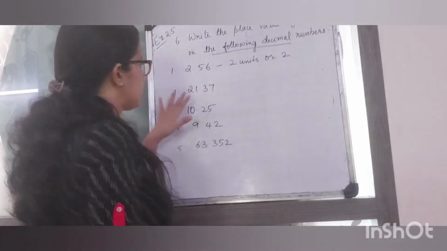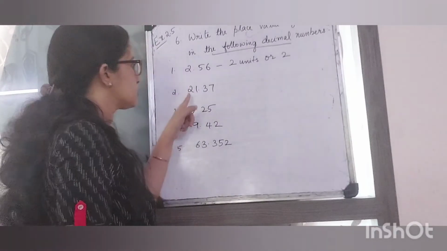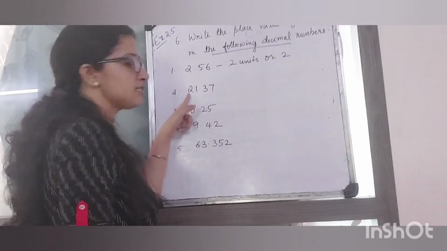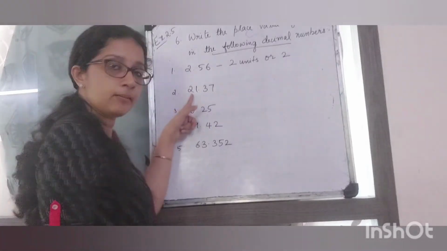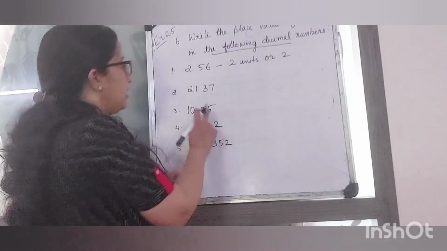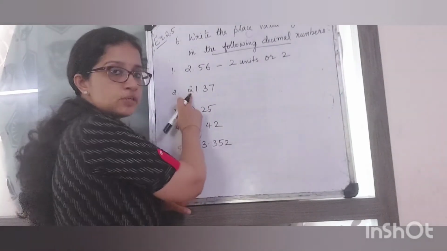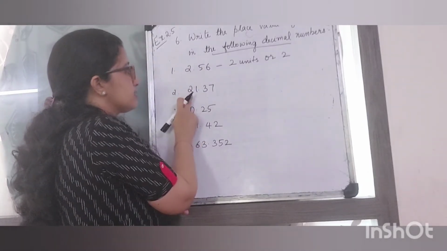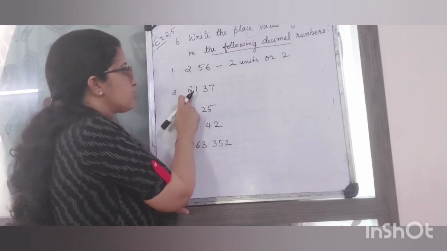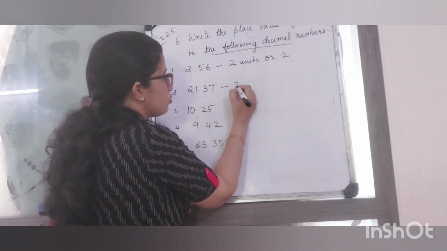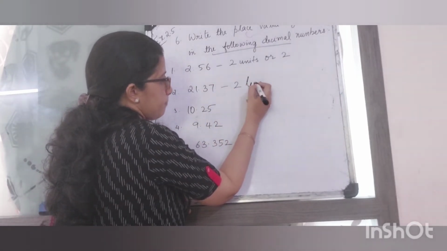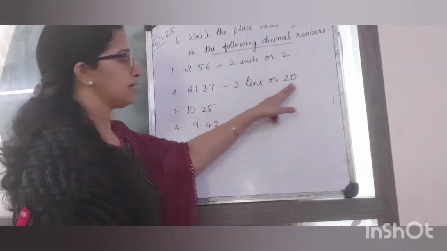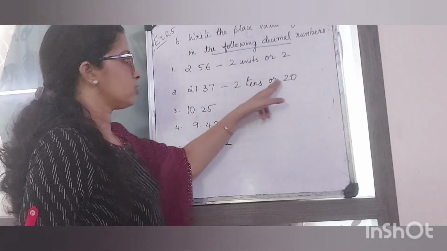Now let's go on to the next problem, which is 21.37. Here 2 is in which place? Again it is in the whole number part, that is the integer part, and which place? Tens place, right? This is the units place, so the next is tens place. So this 2 is in the tens place. So you can write 2 tens or 20. 2 tens can be written as 20, right? So 2 tens or 20.